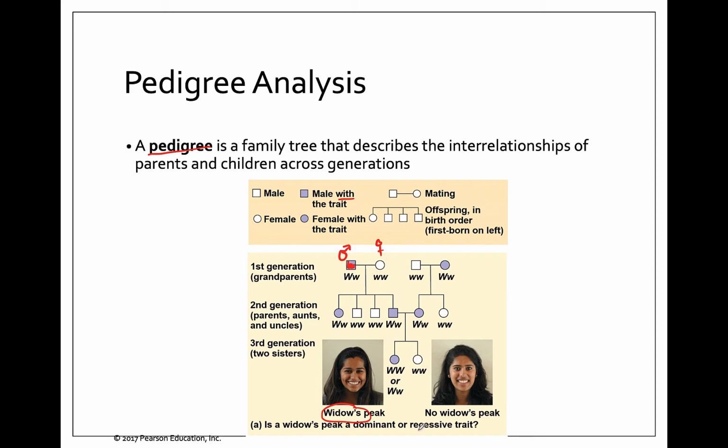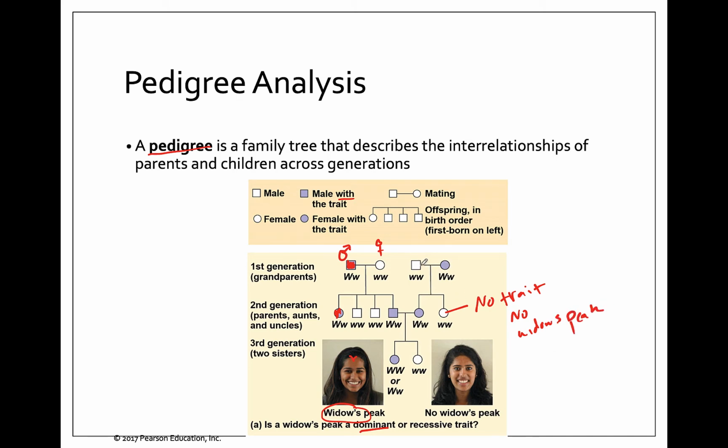In this case, a widow's peak is a dominant trait. So anybody who's shaded in purple is either going to be a male with a widow's peak or a female with a widow's peak. And the widow's peak is the little peak there on the hairline on the forehead. Anybody who is not shaded in is going to be white. The shaded colors can be any color. They're usually just black or white. This means that they do not have the trait. So this person would have no widow's peak.